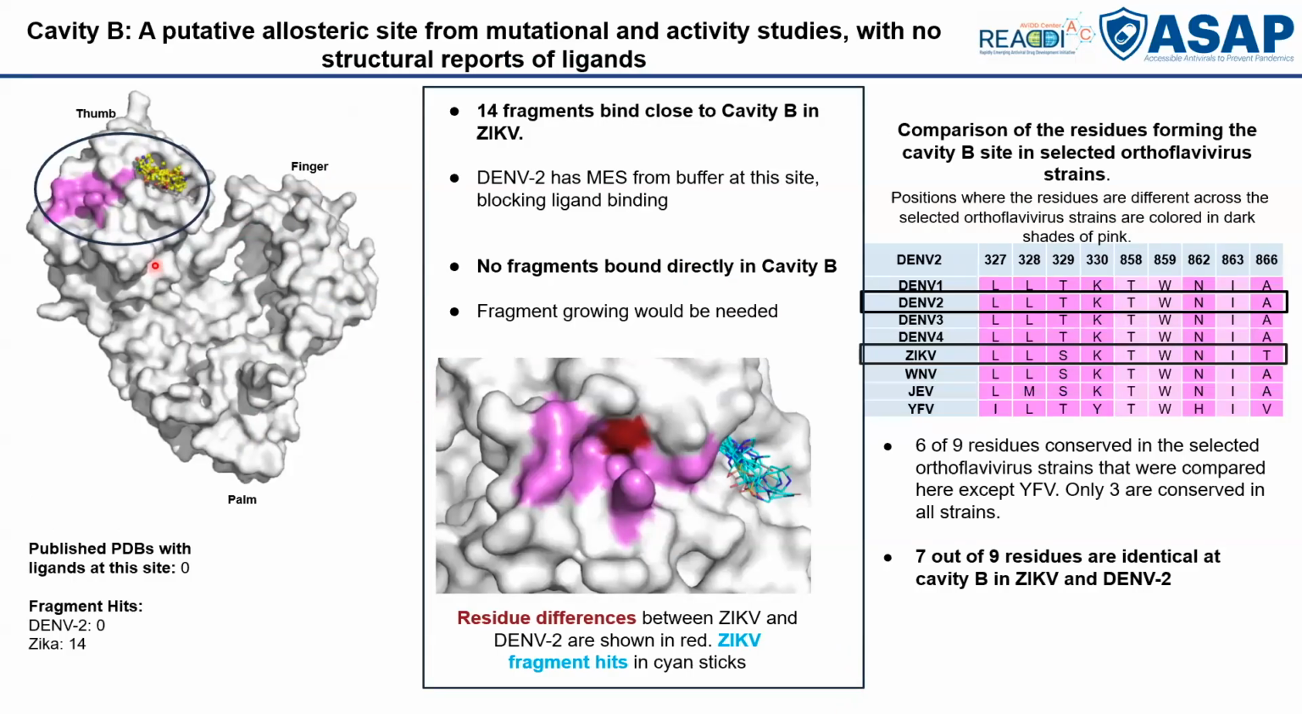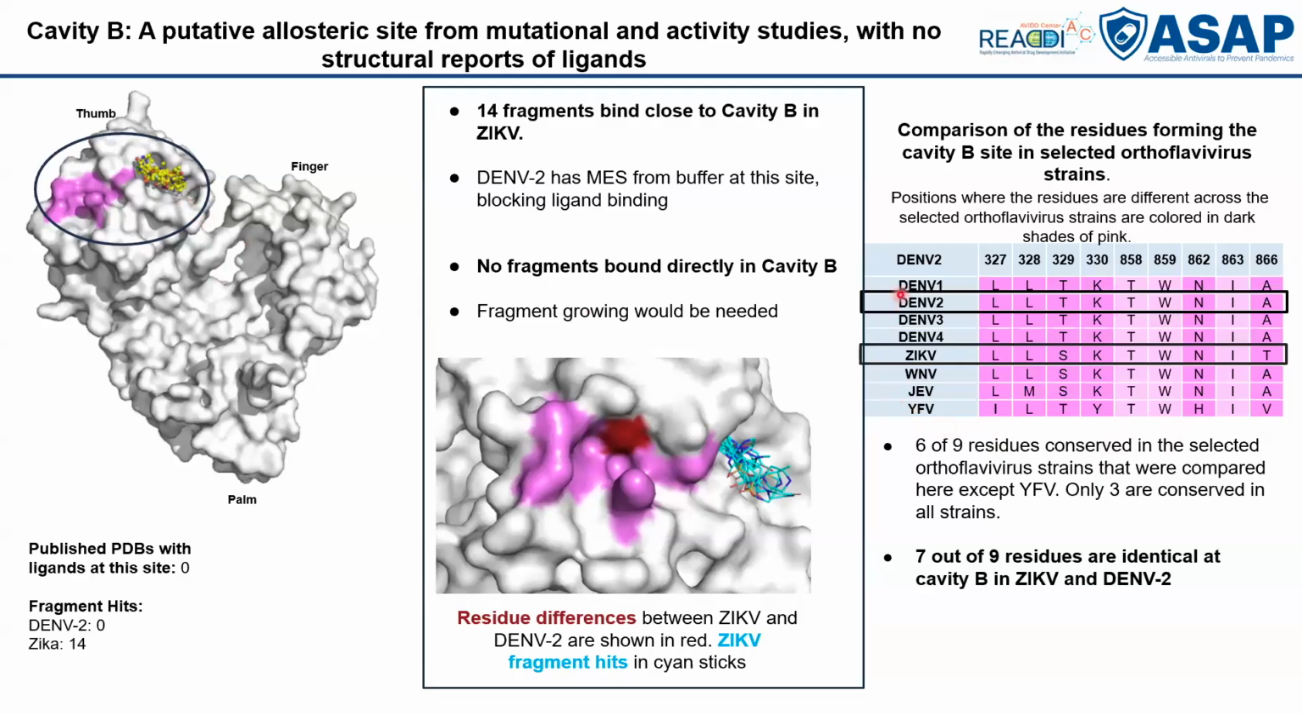This is the site that has been identified through mutation and functional studies, and there are no structural reports for inhibitors acting through this site. There are 14 fragments bound just to the adjacent cavity from the Zika screen. But in the case of dengue screen, a buffer component occupied this position and there are no fragments.